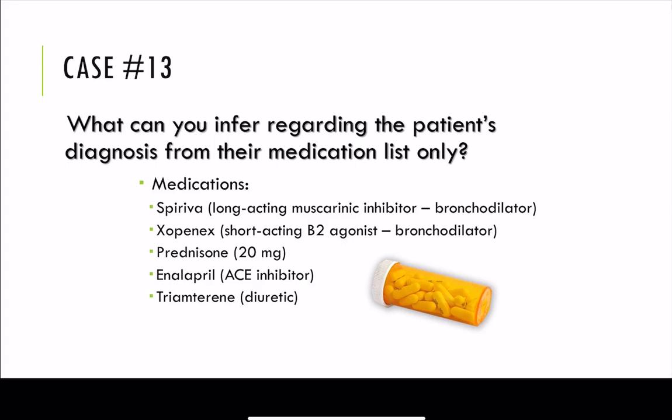So let's start here. Let's look at the medications and see if we can make some educated guesses as to what our patient's diagnosis might be. So they're on 2 different bronchodilators. Prednisone, so they're on an oral steroid. They're on an ACE inhibitor and a diuretic. If you're feeling engaged, see if you can pause the video and make a guess. Think about it for a second. See what you think.